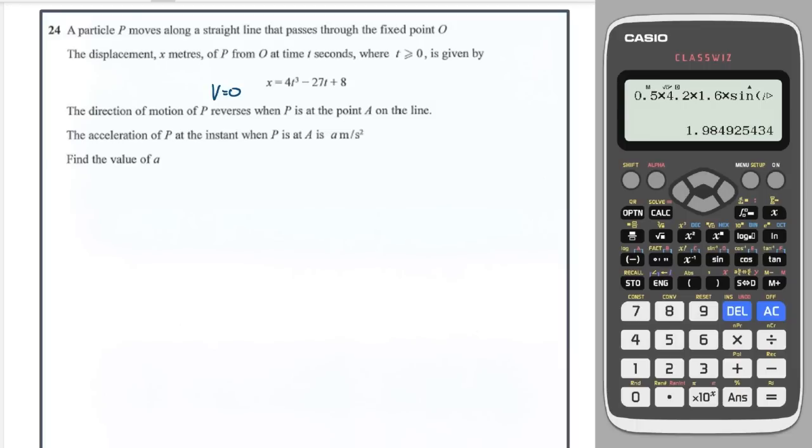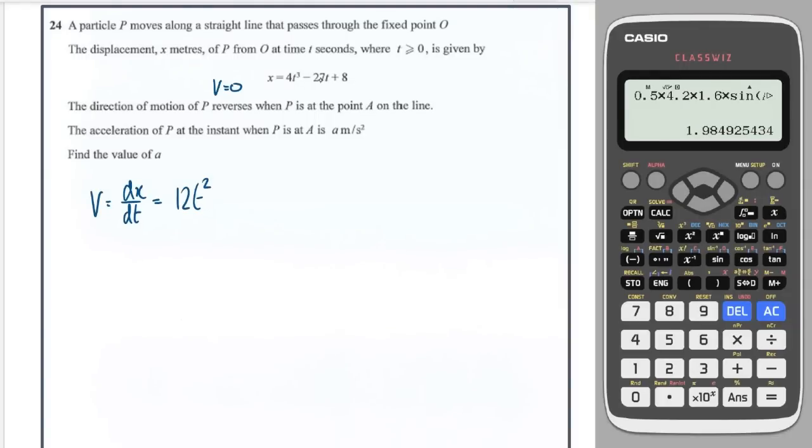Well, they're really making this unnecessarily complicated. So essentially, to find the velocity, we just differentiate the displacement. 3 comes down times by the 4 to get 12t squared. And minus 27t differentiates to minus 27. And 8 is a constant, so that differentiates to 0. Like I said, we need to investigate the time when the velocity equals 0. So I'm going to set that equal to 0.